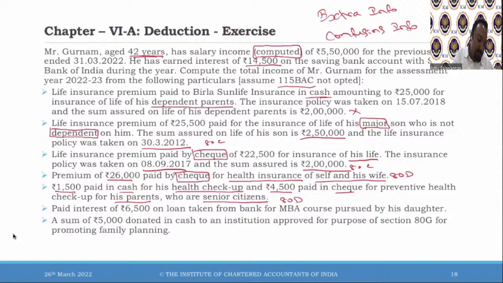Paid interest of 6,500 for MBA course, 80E. Okay. Sum of 5,000 donated in cash to an institution for family planning, 80G. Right. So these are the things. So how many 80Cs do you have? Two 80Cs. So we'll first calculate the problem.